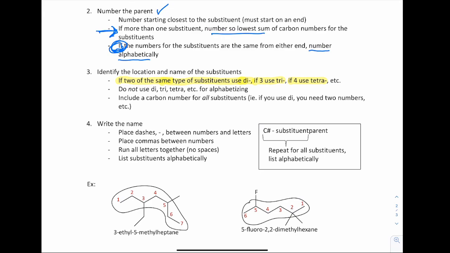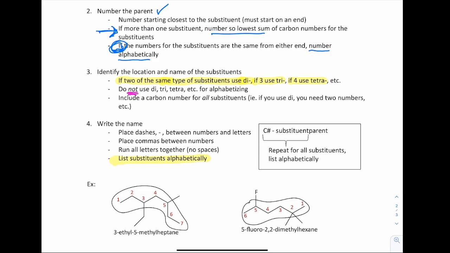When we put our name together, we are going to alphabetize them. That's down here on step 4. I am not going to use the di, tri, tetra for alphabetizing. So if I have a dimethyl group, I'm going to alphabetize that based on the M for methyl, not the D for di. So do not use di, tri, tetra, etc. for alphabetizing. I do need to include the carbon number for all substituents. So if I'm going to use di, I have to have 2 carbon numbers. I need to say where they both are, even if they're on the same carbon. And when I do examples again, hopefully this will make more sense.